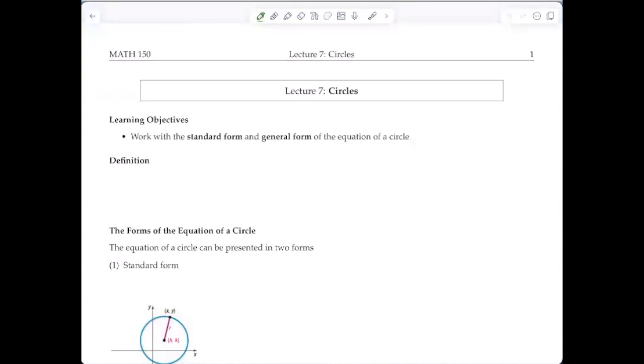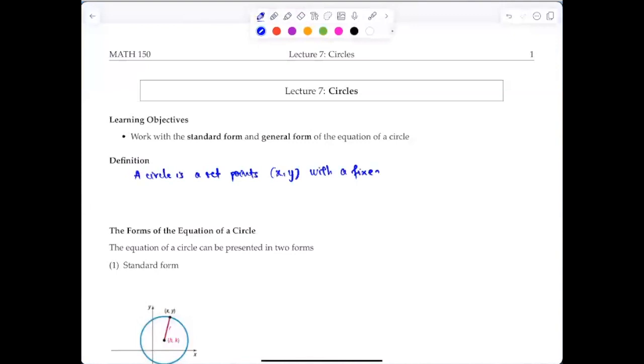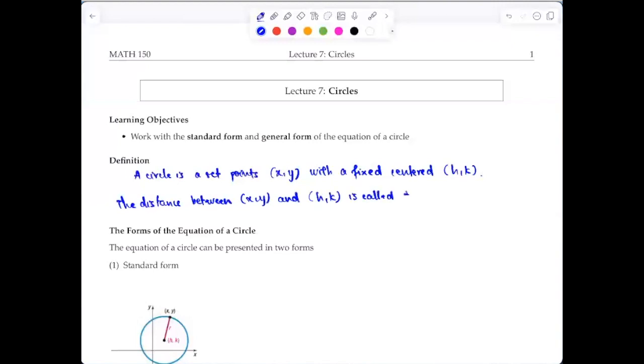So the definition is that the circle is a set of points. So a circle is a set of points x comma y with a fixed center h comma k, and the distance between x comma y and h comma k is called the radius of the circle.